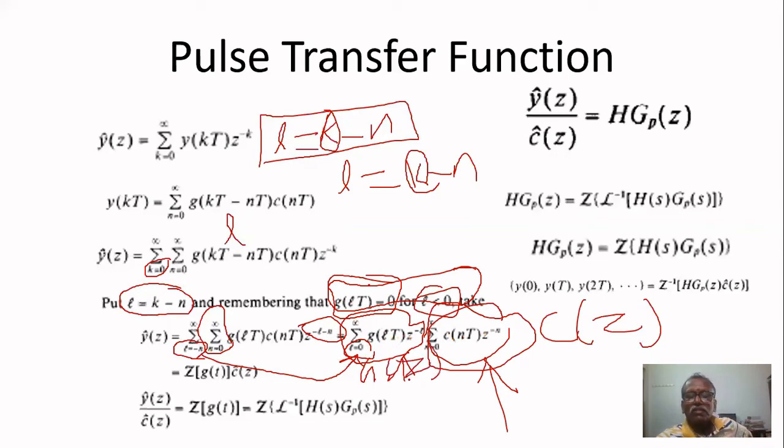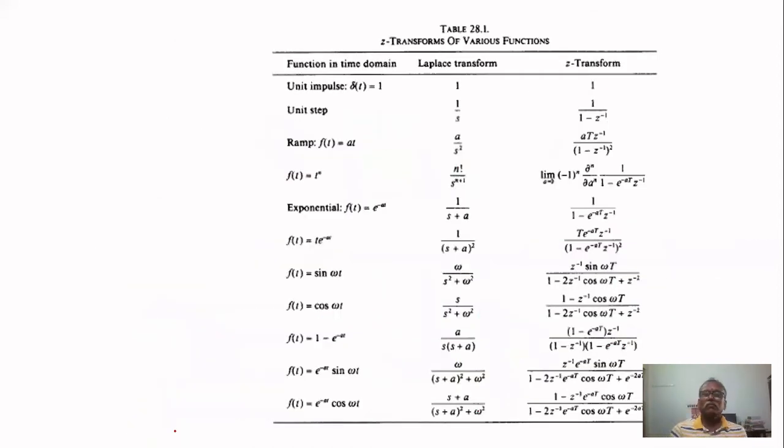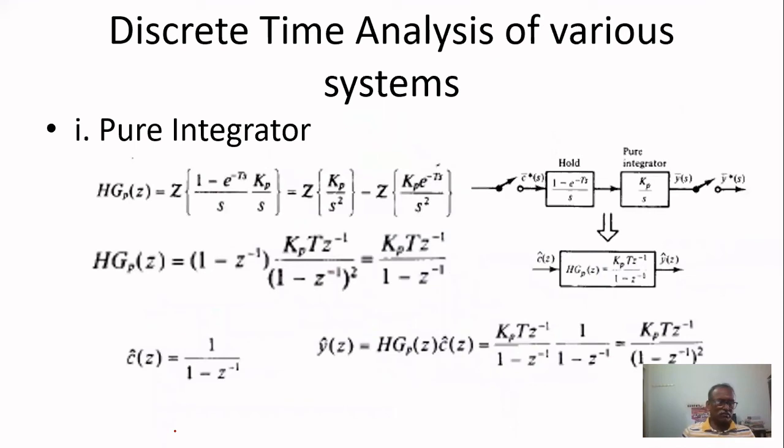So therefore, G of z multiplied by C of z can be written as Y of z, the output. Y of z by C of z equals G of z. That's what we got. So if you want to find the response, then you have to find the Z inverse of this by multiplying by this input. This is the Z transform table used to find the responses as well as pulse transfer functions. This table will be very much useful. That's why it's given here.